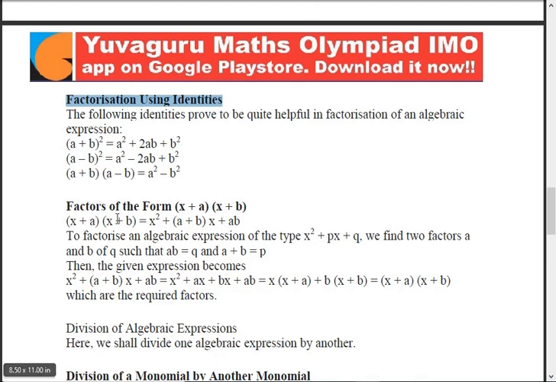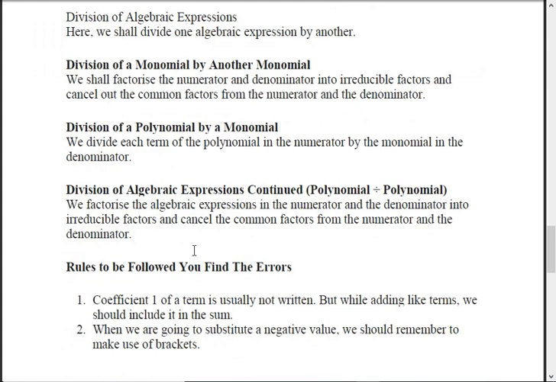This part we have already studied. Take a and b such that a plus b equals p and ab equals q. Then it becomes x plus a into x plus b. We have already done it. So let's move on. Now this might be a repetition of what we have already studied, but you can call it a gist or a summary.